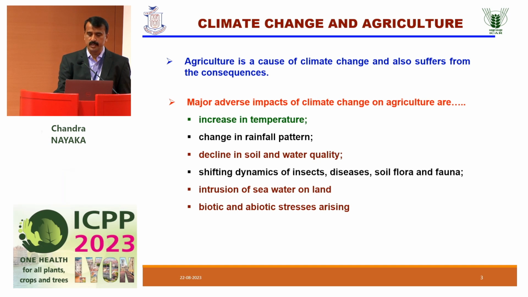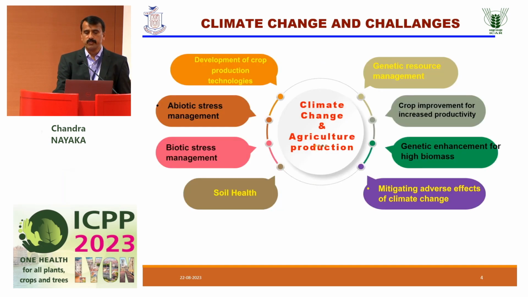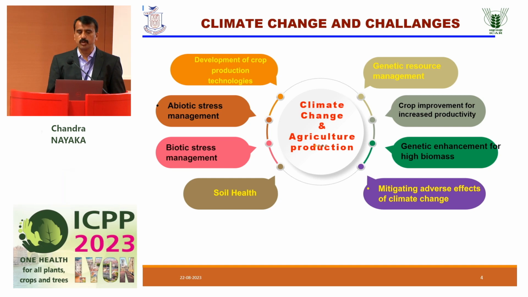Biotic and abiotic stresses are arising. So we have to face a lot of challenges, mainly on genetic resource management, crop improvement for increased productivity, and genetic enhancement for high biomass, mitigating adverse effects of climate change, soil health, biotic stress management, abiotic stress management, and development of crop production technologies.